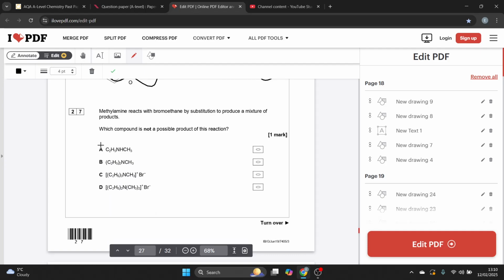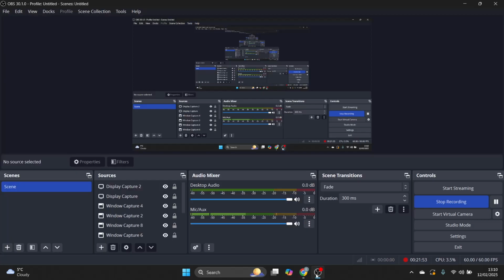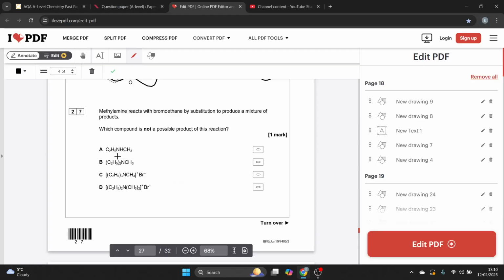Question 27, methylamine reacts with bromoethane by substitution to produce a mixture of products. Which compound is not a possible product of this reaction?